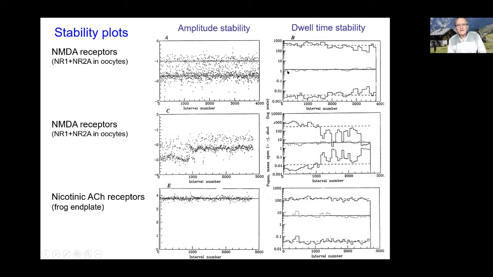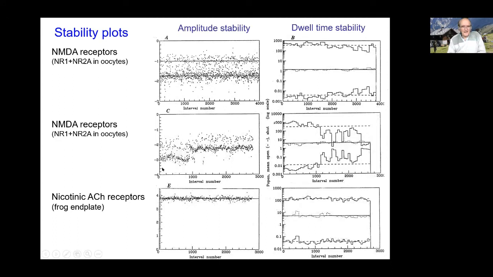And you can see that the open times here are really very steady. The shut times, on the other hand, seem to be decreasing a bit. And consequently, the probability of being open, which is calculated from these two, is actually increasing a bit. So it's not a perfect record.